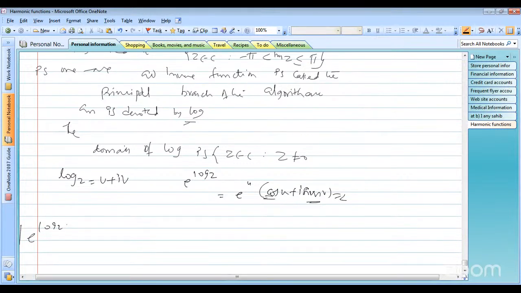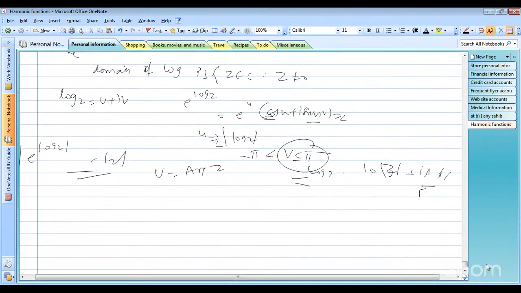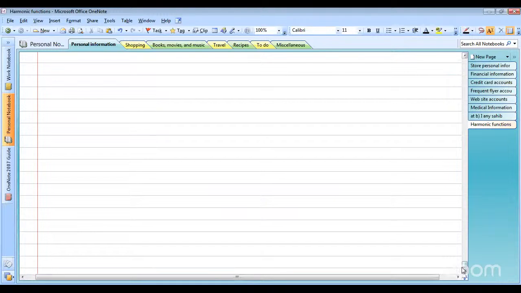Because e to the power of Log z equals z, we are writing here that e to the u equals the modulus of z, and v equals the argument of z. So u is also the real logarithm of the modulus of z. Therefore, the requirement is minus π less than v less than or equal to π. The principal value of the argument v is equal to the argument of z. Log z is equal to log of the modulus of z plus i times the argument of z. So one fundamental formula we are learning here in the theorem.